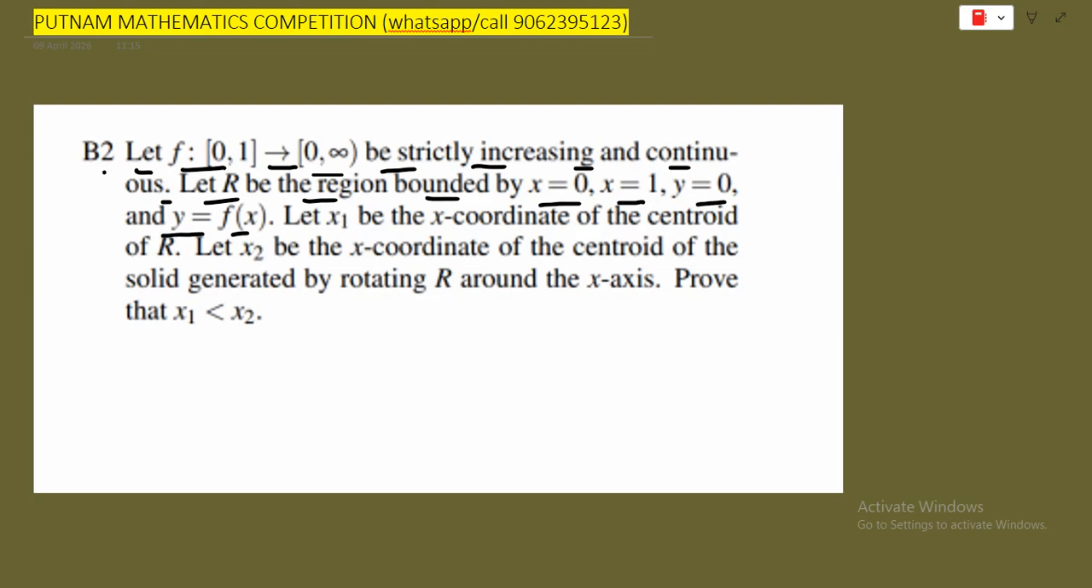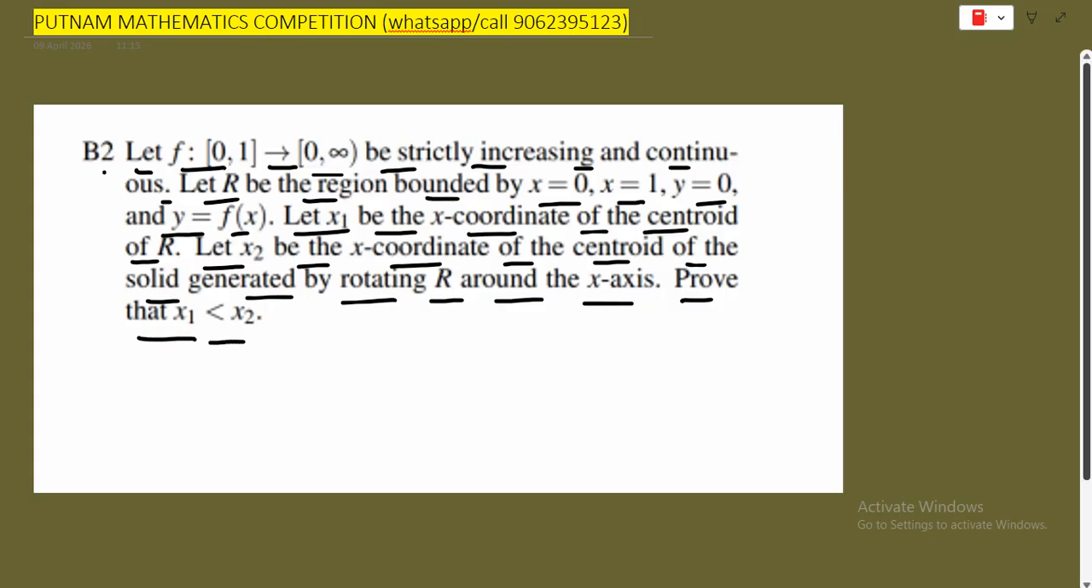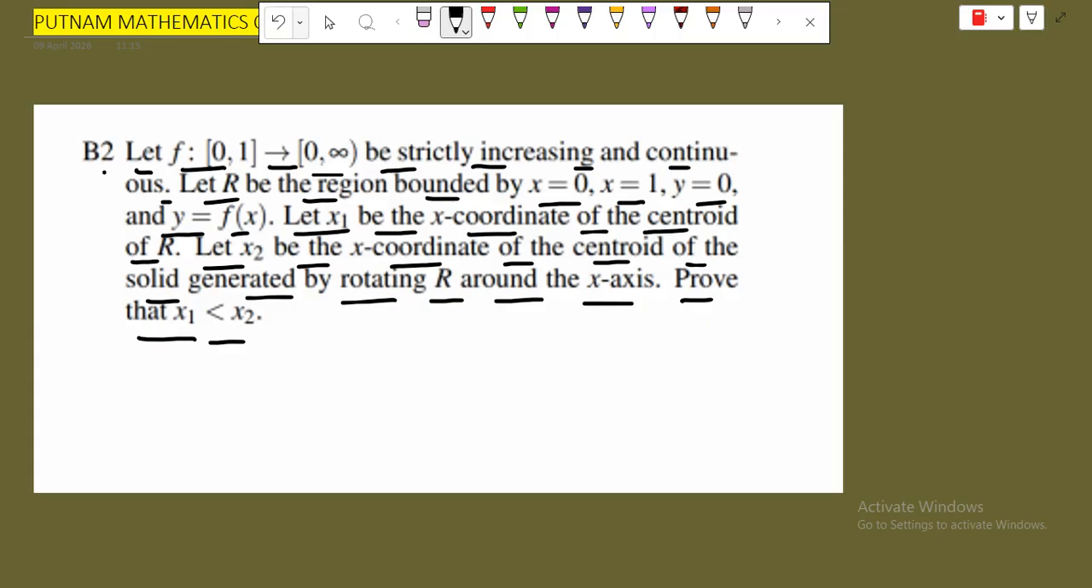Okay. Now let x1 be the x coordinate of the centroid of R, and let x2 be the x coordinate of the centroid of the solid generated by rotating R around the x axis. Now prove that x1 is less than x2. Okay, so let's solve this together.